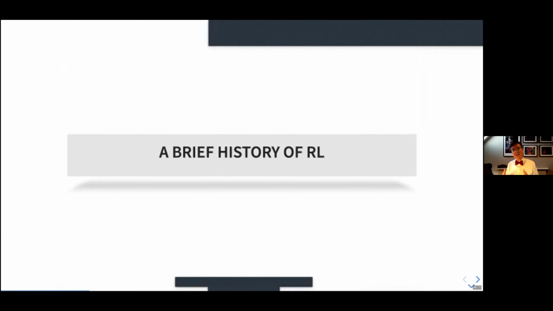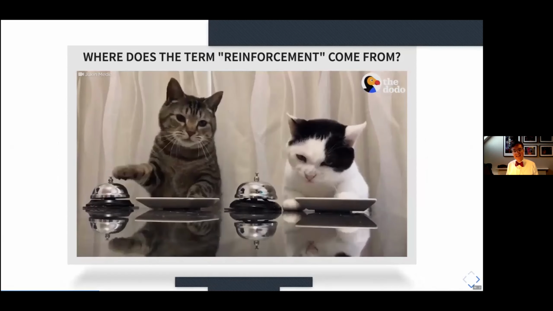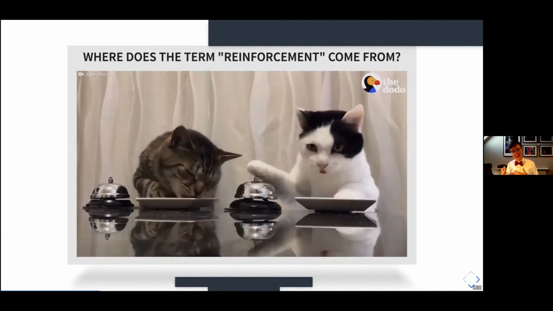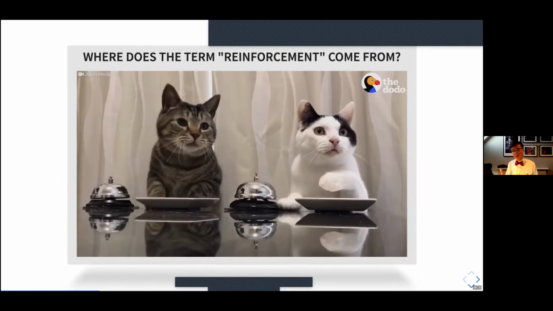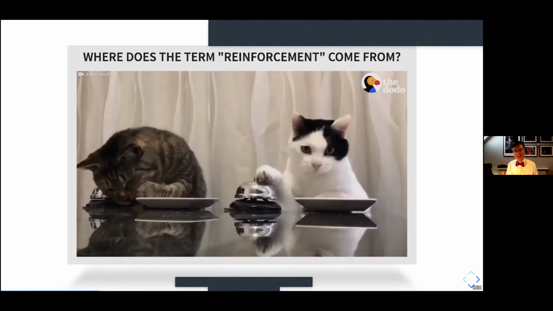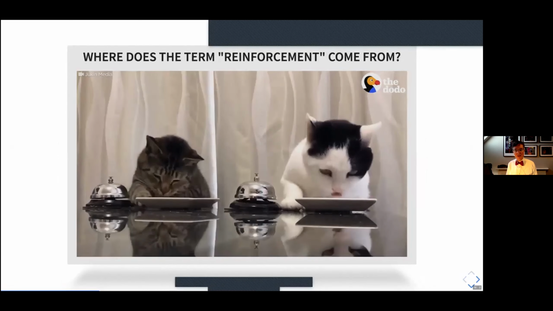Okay, so let me just give you some background about reinforcement learning. I think it's got quite a nice history to it. So these cats are sort of emulating that Pavlov dog idea, which was about the turn of the 20th century, 1897, I think it was. He did his experiments on dogs.